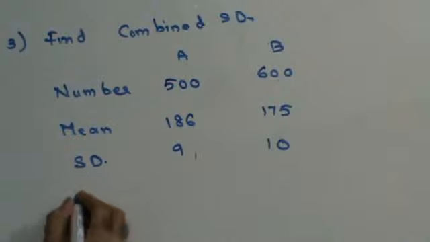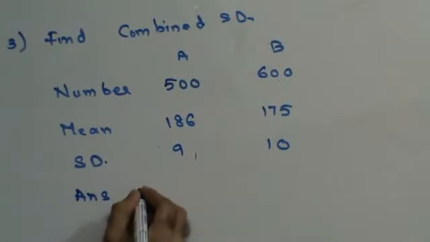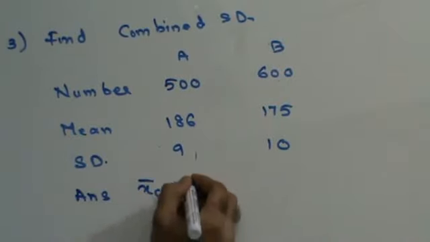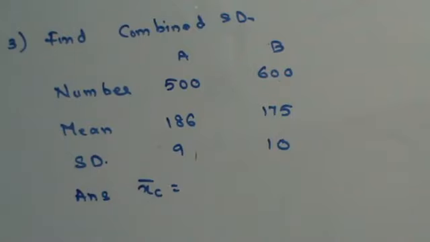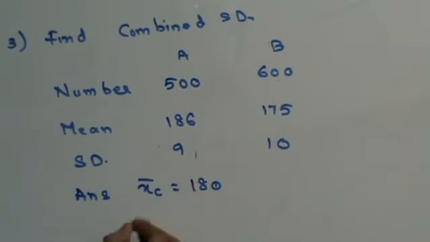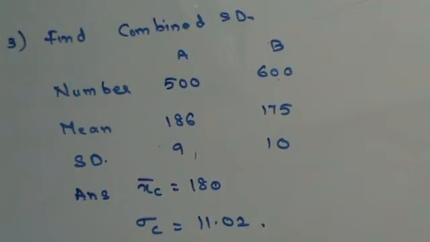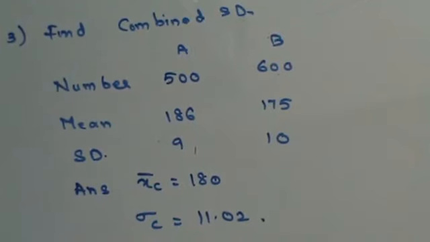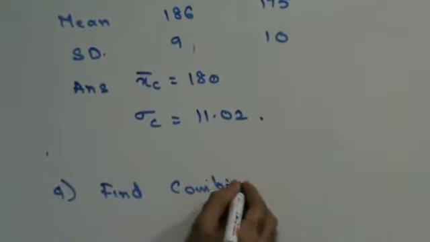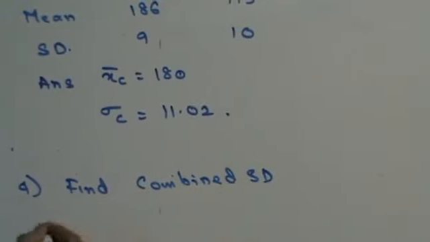Okay, let's see the answers for this. I'll just tell you what are the different things that they would ask you in this. Combined mean that I should get in this case is going to be 180 and combined standard deviation I should get as 11.02. Right? Next, let's put up another sum, guys. Find combined standard deviation.